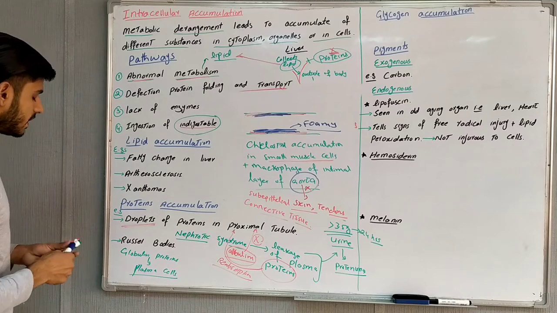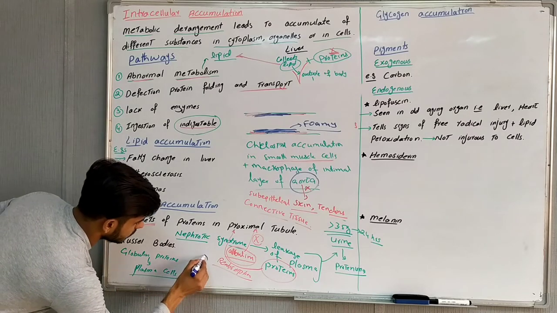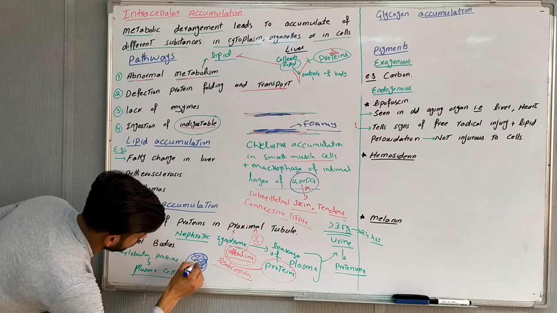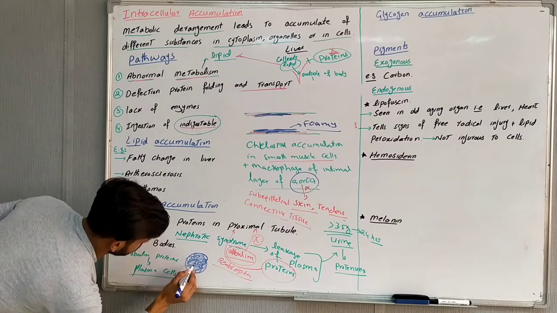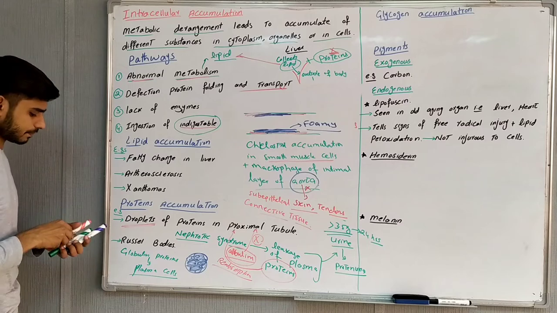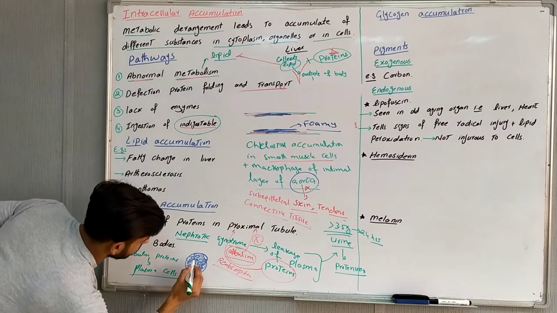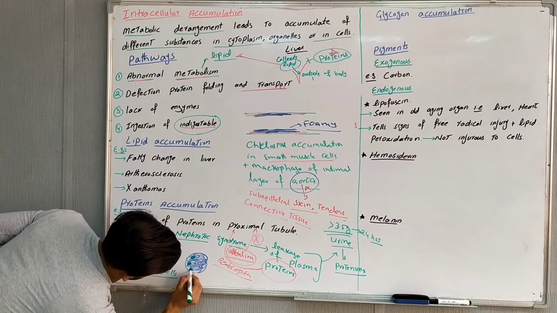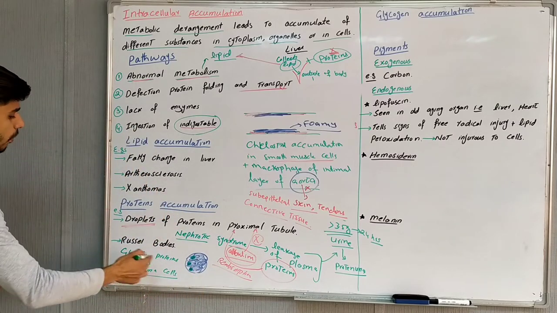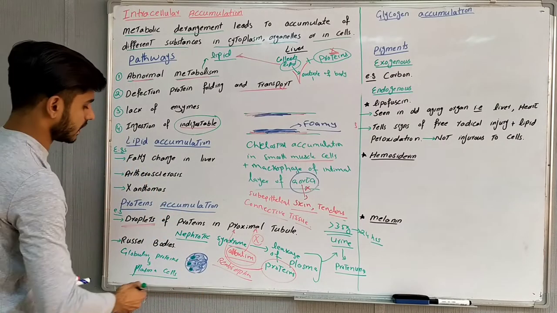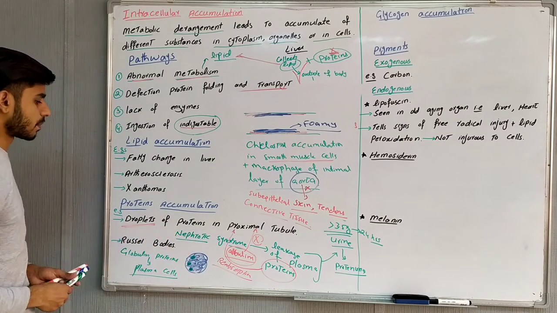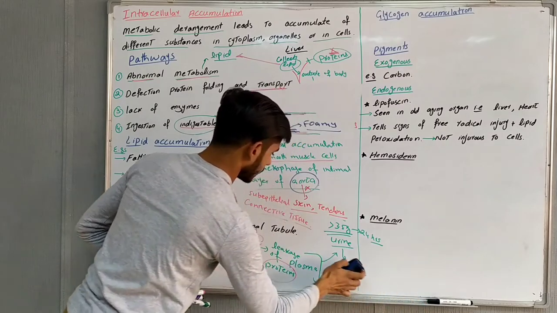How can we determine it in the slide? Let's suppose there is a plasma cell. In the plasma cell, there will be small little drops, like that. These will be the Russell bodies in the plasma cell, and these Russell bodies are the globulin proteins in the plasma cell. This is a histological structure. Sorry, what is the histological structure of droplets of proteins in the proximal tubule?